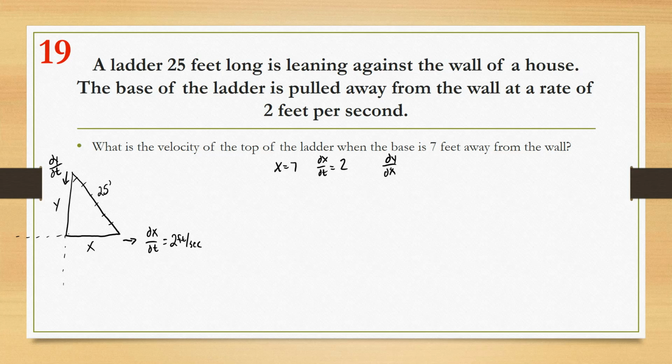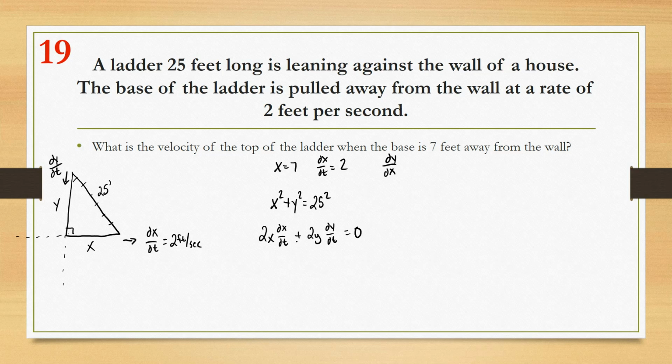So we need some relationship between x and y, something that I can differentiate implicitly and get some equation. Well, I know that x squared plus y squared equals, since this is a Pythagorean right triangle, 25 squared. So let's go ahead and differentiate. We get 2x dx/dt plus 2y dy/dt equals 0, right? Remember, these are with respect to t, so we're going to do it just like we normally do, but using the chain rule.